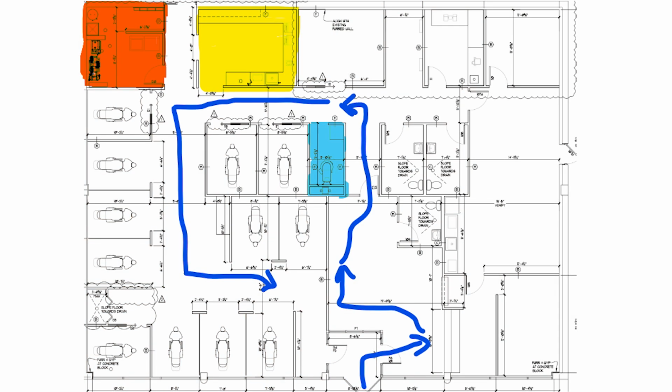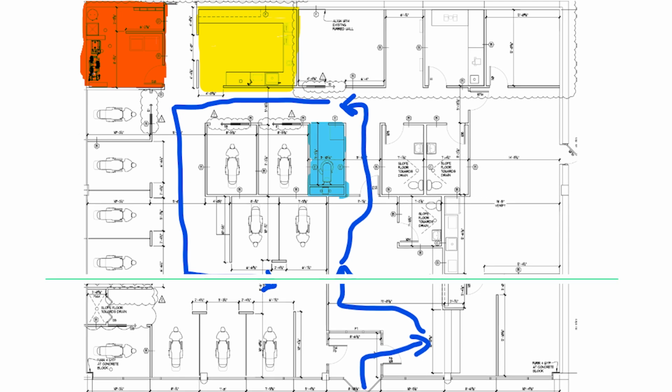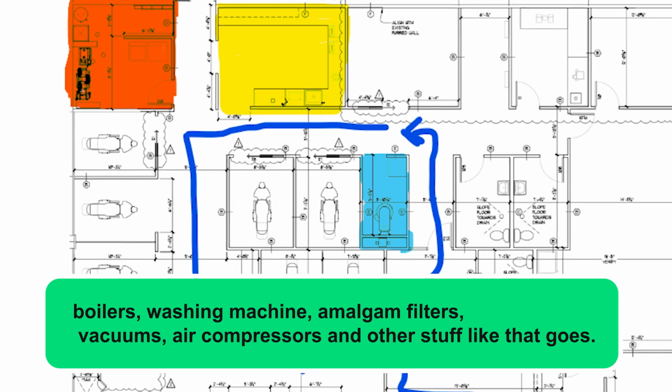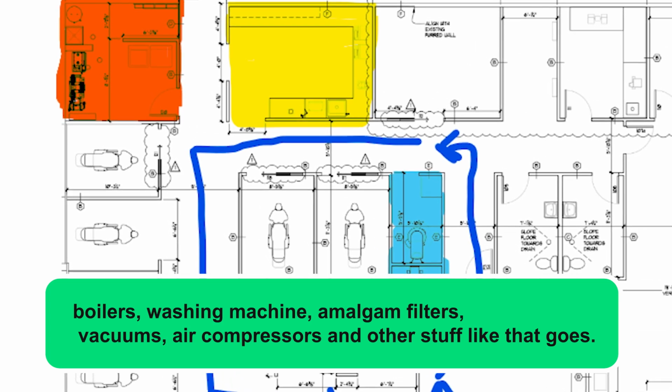Next, in orange, we have our mechanical room. It's boring yet important stuff. This is where things like boilers, washing machine, amalgam filters, vacuums, air compressor, and other stuff like that goes. But it leads us to our pro tip number 6. Soundproof your mechanical room. And you really do want to soundproof it because it will drive whoever is in the next room super insane. Well, I guess some people might get used to it.